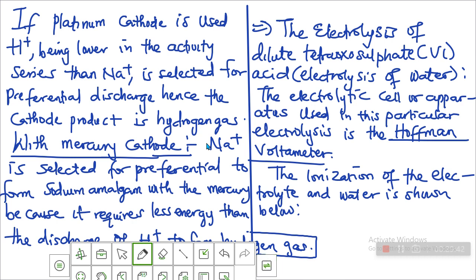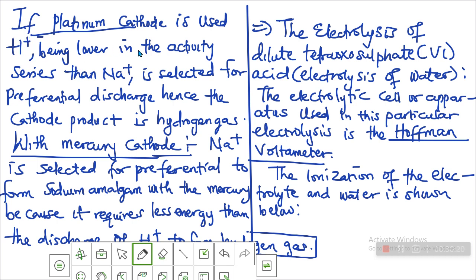So if a platinum cathode is used, this is an inert electrode. I told you that platinum is an inert electrode. H plus is lower than Na plus in the activity series. If you look, Na plus is on top while hydrogen is below, and platinum is an inert electrode. What I mean by inert is that it doesn't affect the preferential discharge. But if it's not an inert electrode, like a mercury cathode, normally, since Na plus is higher than H plus, H plus is going to discharge.